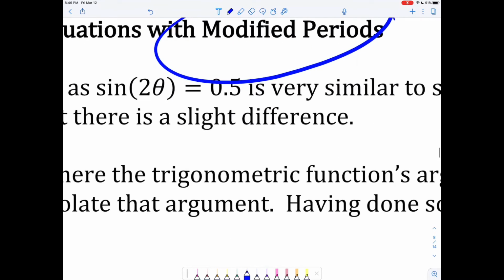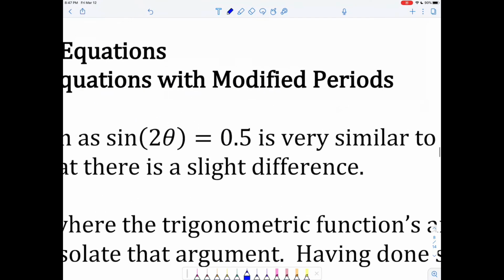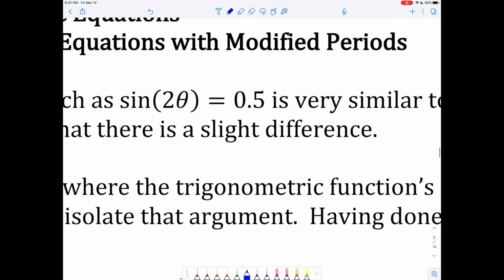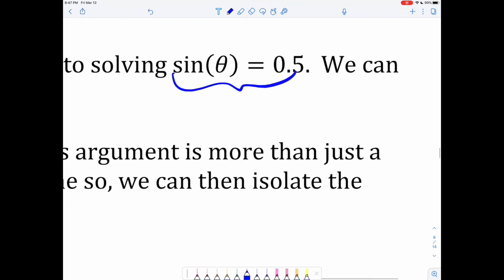So in a case like this, where we have sine of 2 theta equals 0.5, it's a little different from saying just sine of regular theta equals 0.5. From a transformation standpoint, or considering function transformations, it's like we've modified that period by changing this b value right here. Now there's a 2 instead of a 1. Solving this is very similar to solving this one.